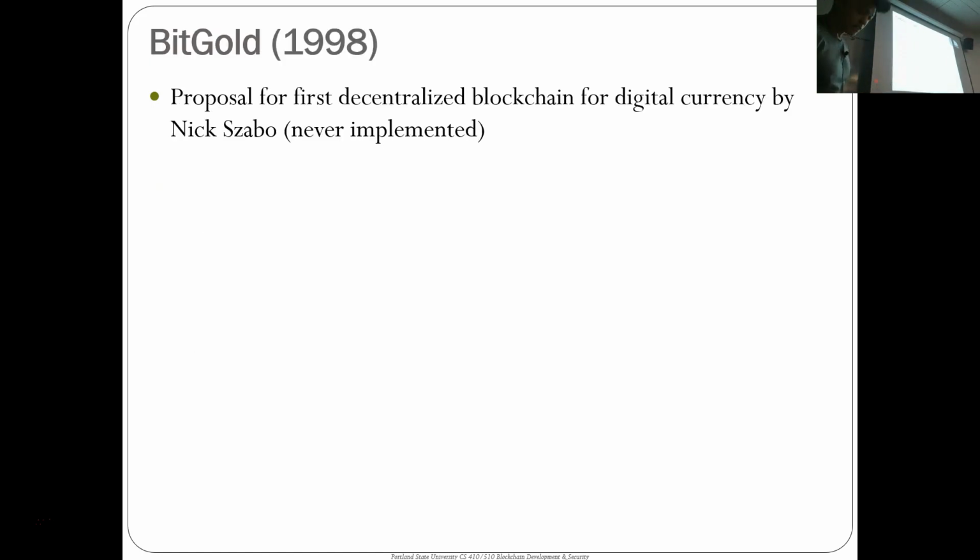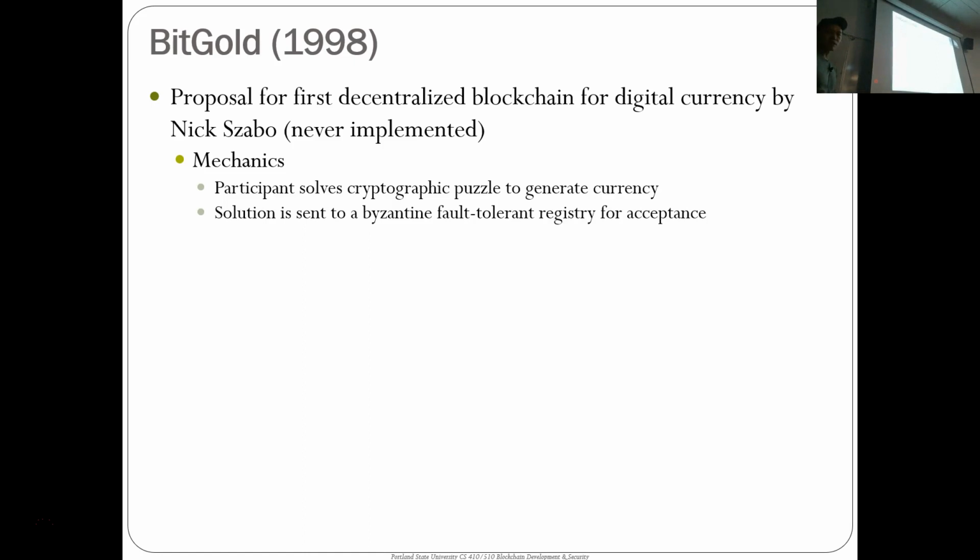Okay, so an initial version of a cryptocurrency was in 1998. It's called BitGold. And this was the proposal. It never got implemented, but the idea was to build a decentralized blockchain for digital currency. It was proposed by Nick Szabo. And when we get to Ethereum and you look at the units of currency in Ethereum, the Szabo is named after this. He has a unit of cryptocurrency named after him in homage to this particular system that he proposed, which was really influential.